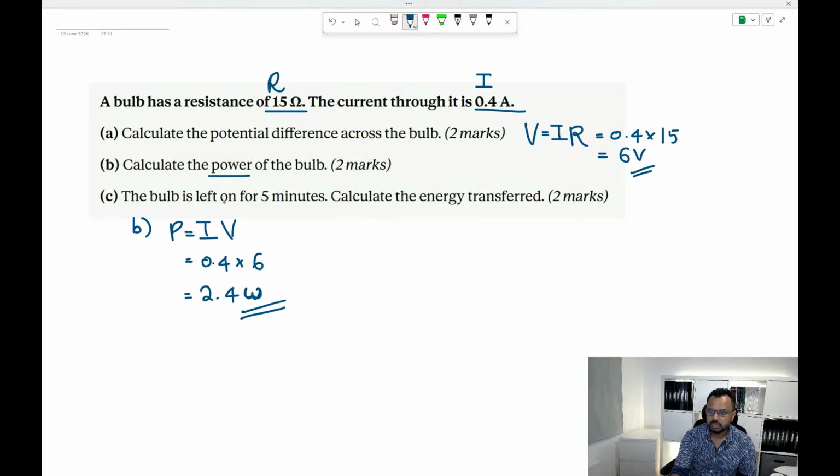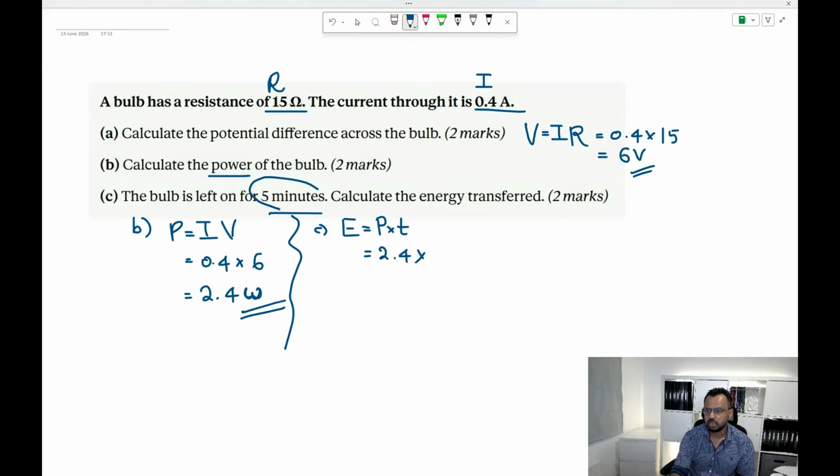The bulb is left on for 5 minutes. Calculate the energy transferred. Now, energy transferred is power times time. Why is that? Remember the formula we discussed earlier, like in the first slide? Power equals energy divided by time, right? Now, energy is power times time. Okay. Power is 2.4.